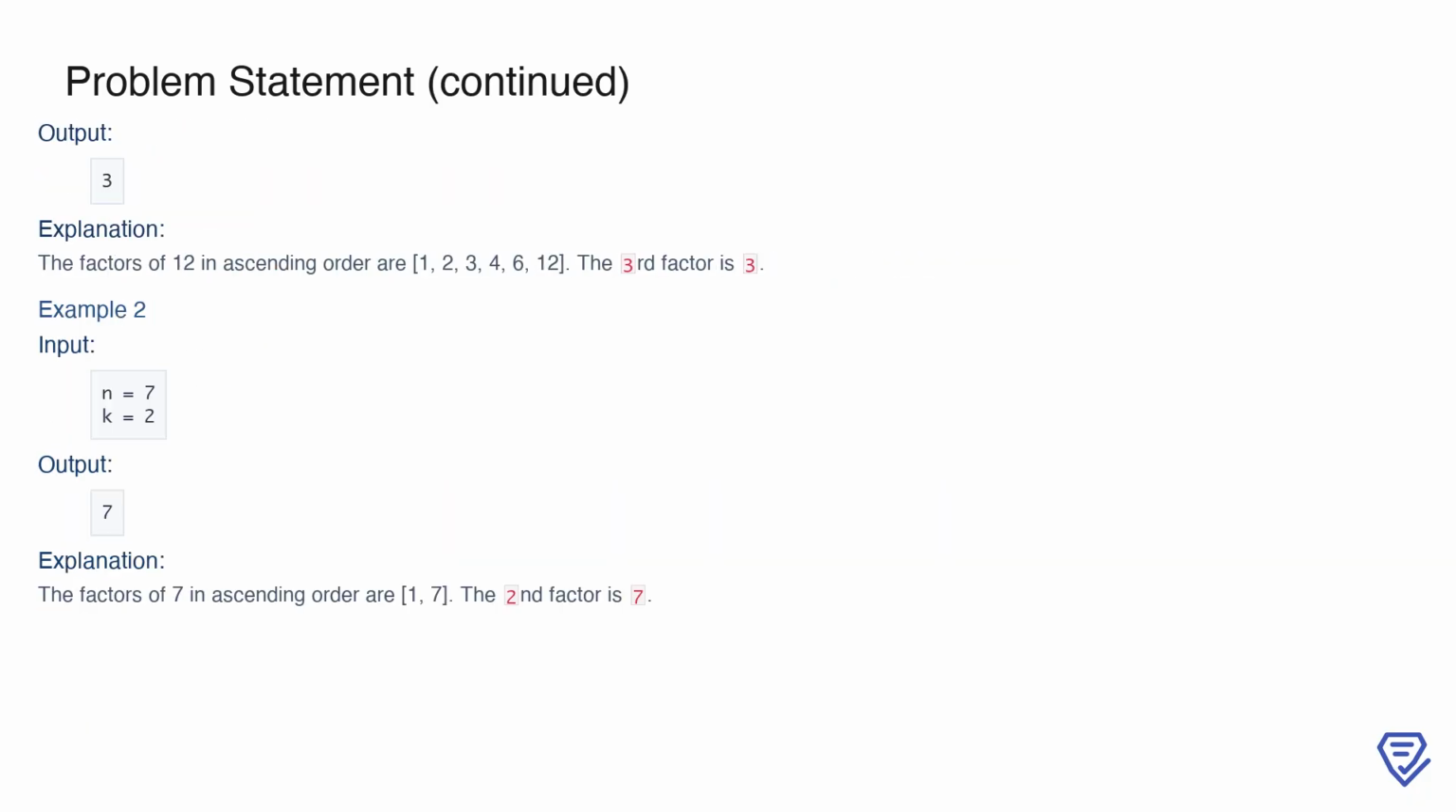In the first example, the input is n equals 12 and k equals 3. The factors of 12, listed in ascending order, are 1, 2, 3, 4, 6, 12. Here, the third factor in this list is 3, so the output is 3. In the second example, the input is n equals 7 and k equals 2. The factors of 7 are 1, 7, since 7 is a prime number. The second factor in this list is 7, so the output is 7.